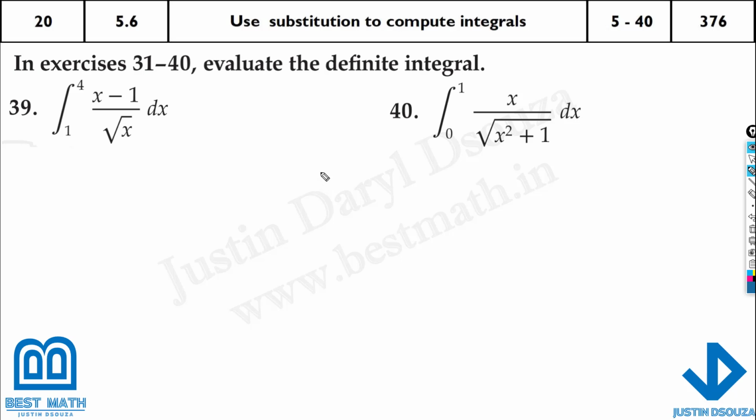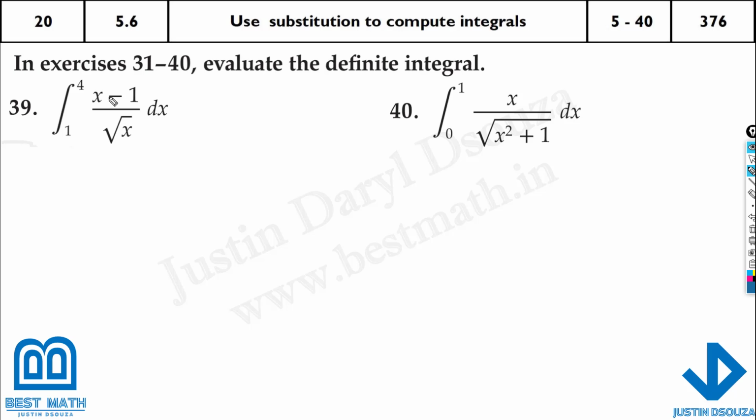We have reached the last two problems. I'm not sure anyone has stuck through all the video. It's such a long video. But if you have really watched the entire thing, then well and good. I'm sure you might have understood the integration by parts thoroughly. So let's complete the last two problems now.